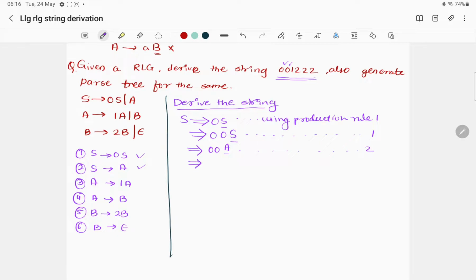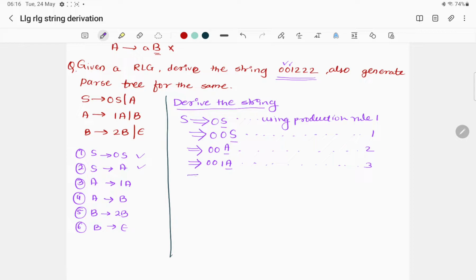Now for A, I have 2 rules, but I will go with the third rule because it is starting with 1 and I want to get symbol 1 there. So I'll say A giving 1A. Okay, that is production rule 3.